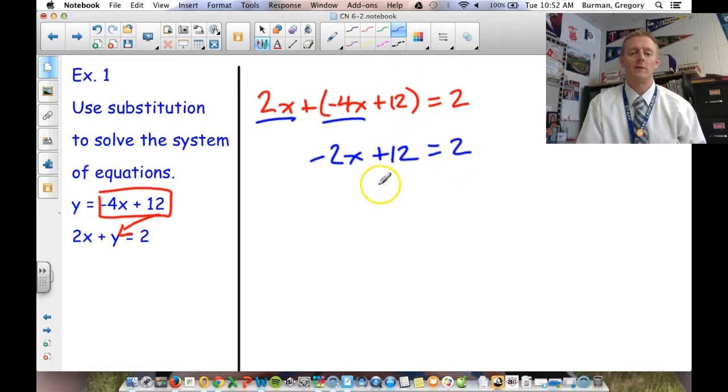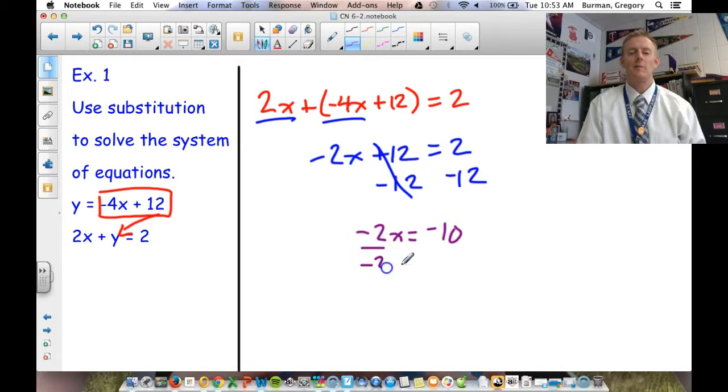Then all we have to do, folks, is just solve like we normally do. We're going to get x by itself by subtracting 12 from both sides. So that means negative 2x is equal to a negative 10. And then when we divide by negative 2 on both sides, this is the step that you guys are really good at, x is equal to 5. So we know that x equals 5.